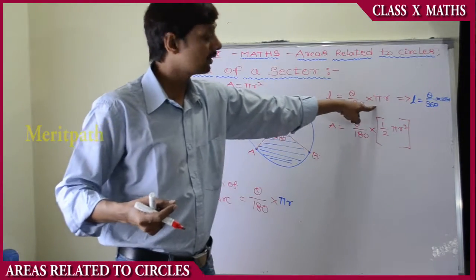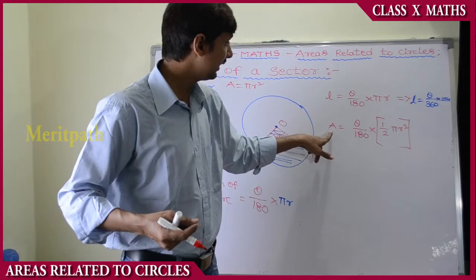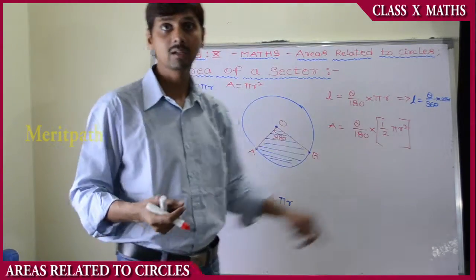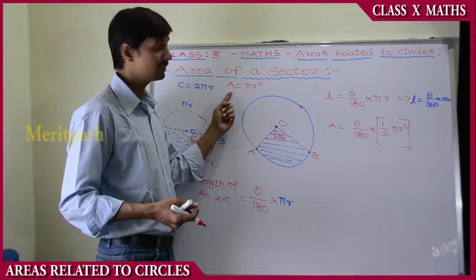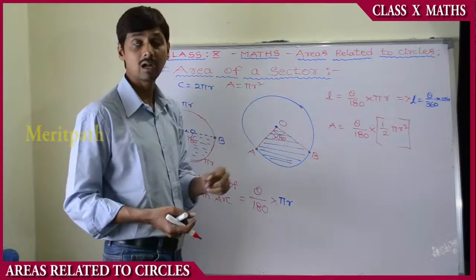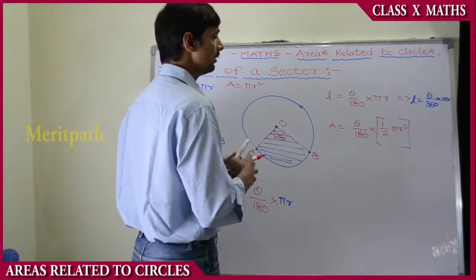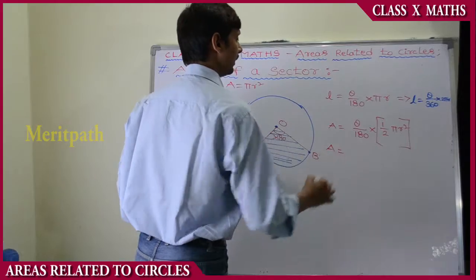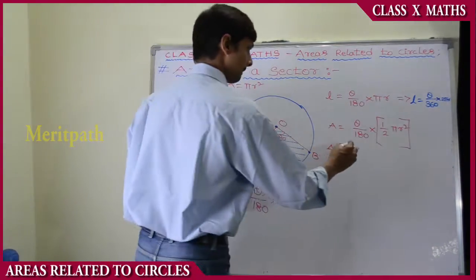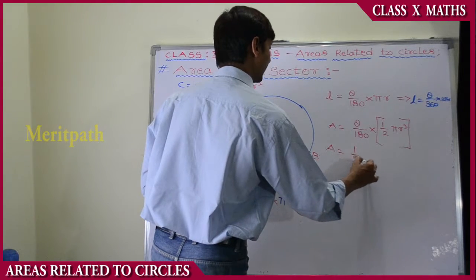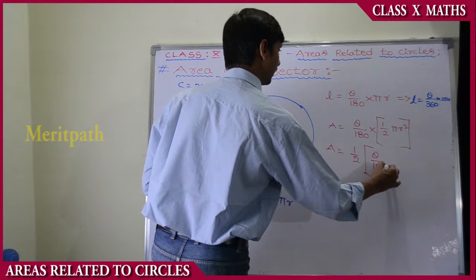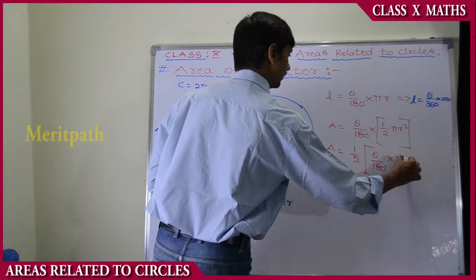So instead of circumference, let's take area. So area is equal to theta by 180 degrees into half pi r square. We have discussed that the area of a circle is pi r square and half of the circle is nothing but half pi r square. So here we can observe that we can take 1 by 2 in common. We take 1 by 2 common, so it becomes theta by 180 degrees into pi r square.